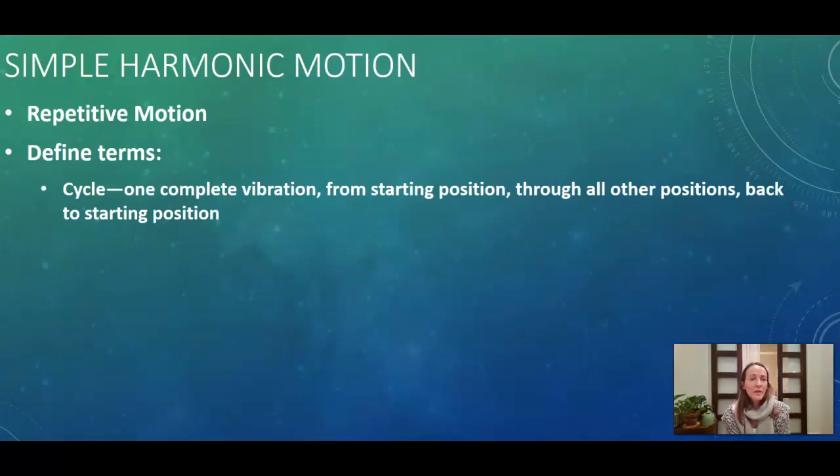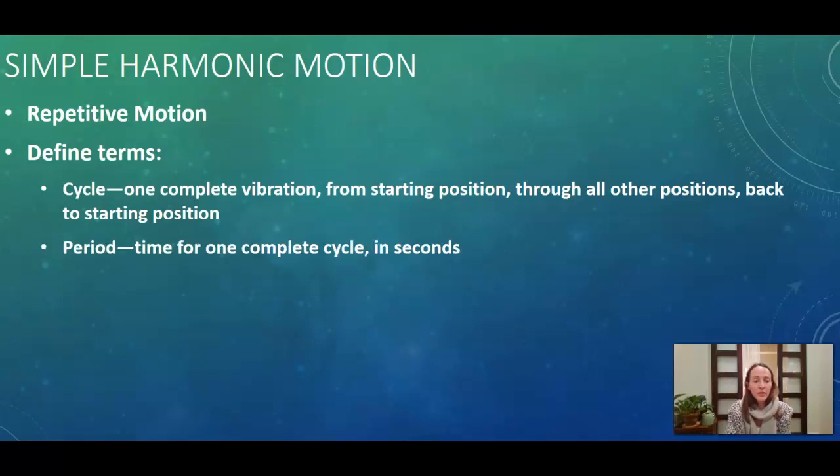So a cycle is one complete vibration. When we were doing the circular motion unit, a cycle was one time around a circle. So from the starting position through all the other positions and back to the starting position.